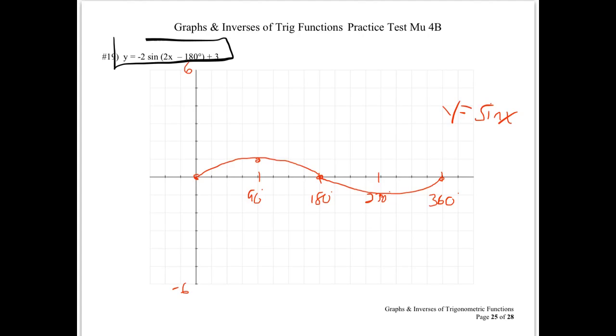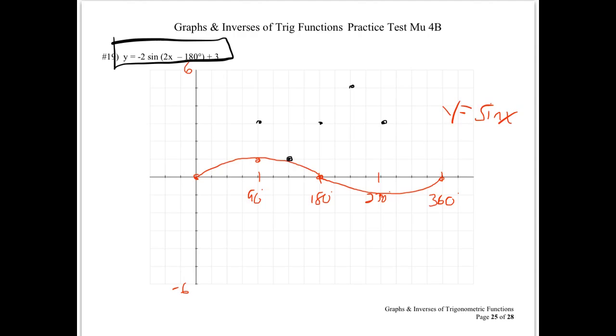Now graphing this bad boy right here, we have a point at 90 degrees, 3. We have a point at 135, 1. We have a point at 180, 3. We have a point at 225, 5. Then we have a point at 270, 3.